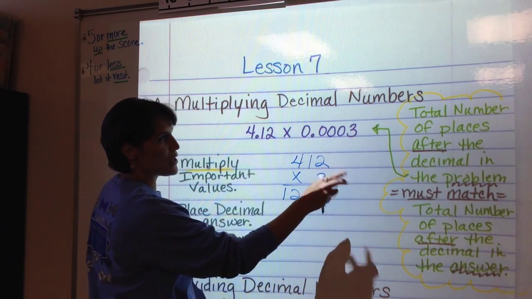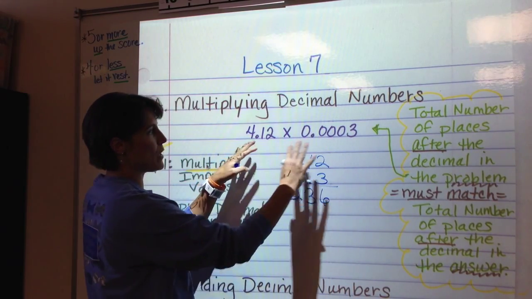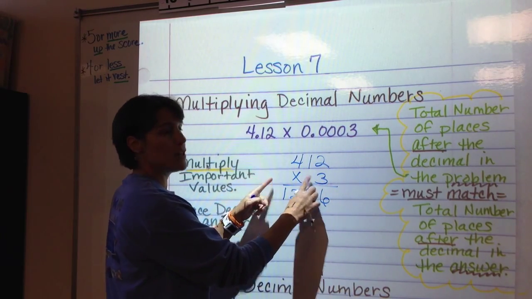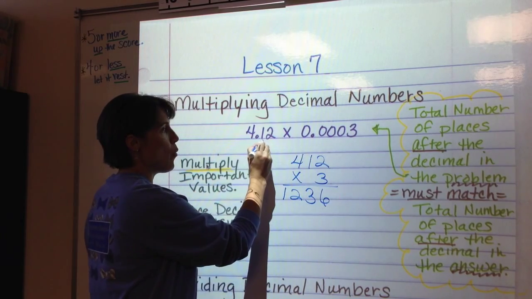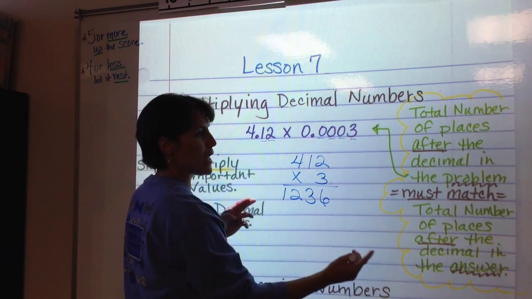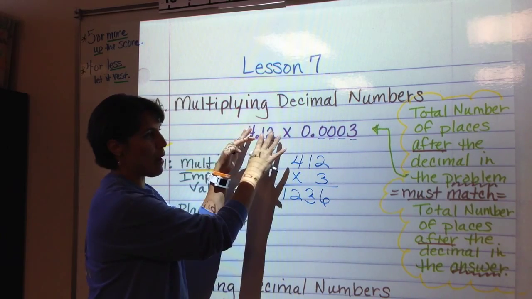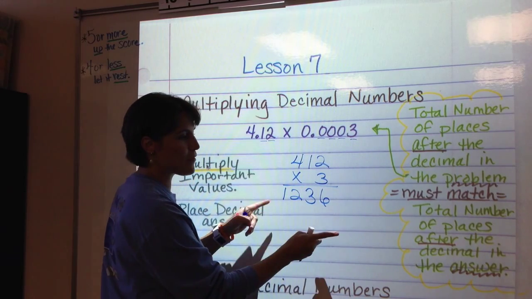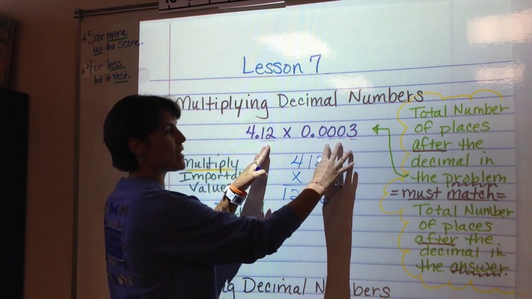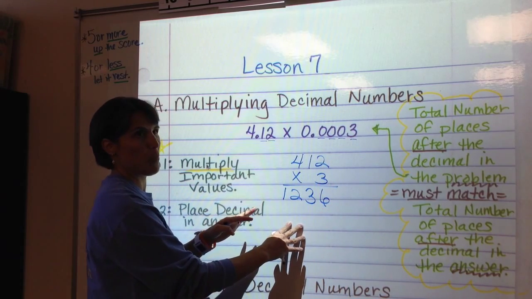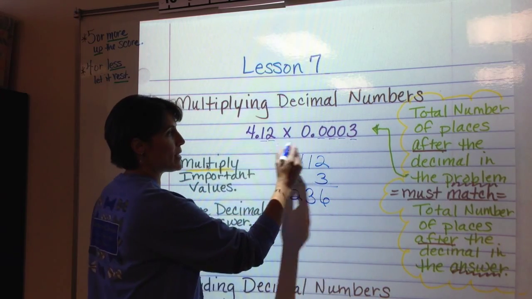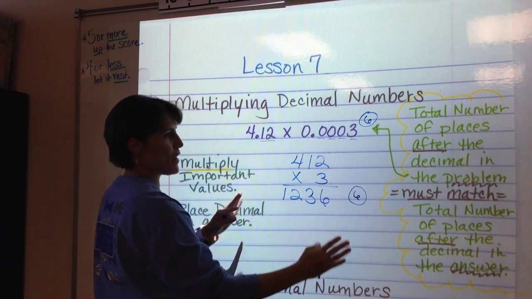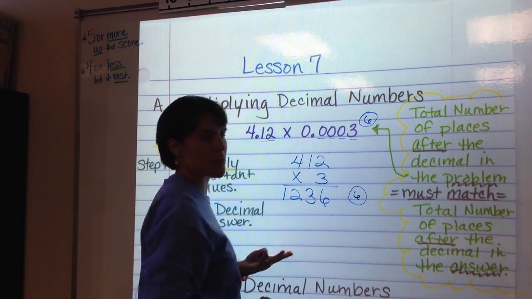What we do is we take the total number of places after the decimal in the problem. I didn't write down the original problem, so I have to count back up here. I count 1, 2, 3, 4, 5, 6 places after the decimal in the original problem. It must match the total number of places after the decimal in the answer. So 6 total up here must match 6 total places after the decimal down here. They must equal.